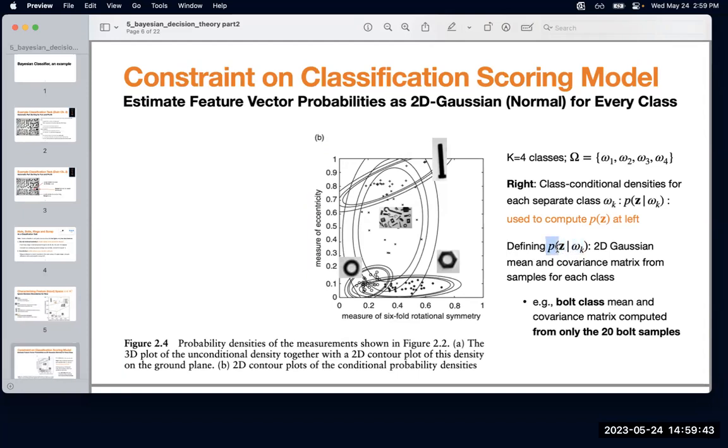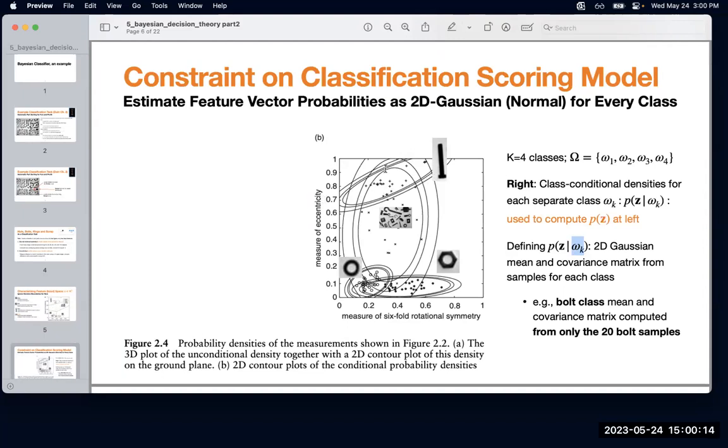So the probability of the input conditioned on omega, conditioned on the classes, are essentially our likelihoods. And as I mentioned before, because you have 4 classes, you would have 1 likelihood function for each class. So you have essentially 4 different distinct likelihood functions. The way that you visually see that in this plot here is by identifying those contour plots.